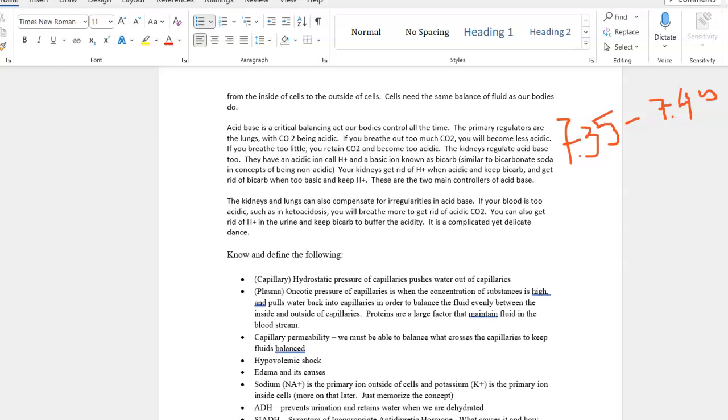Now, kidneys help to regulate acid base. They regulate it by hydrogen, okay, that's an acidic ion, H plus, and bicarb. So I always think of it as like bicarbonate, which is more basic. And bicarb is HCO3.